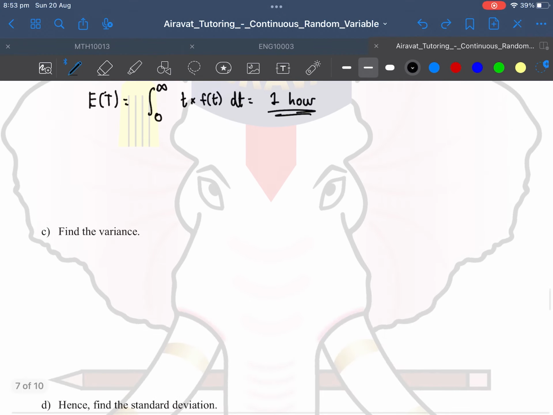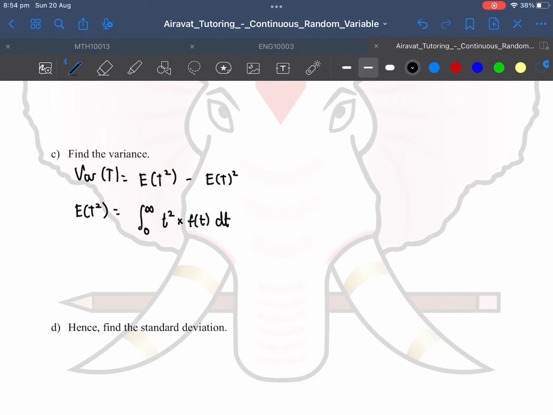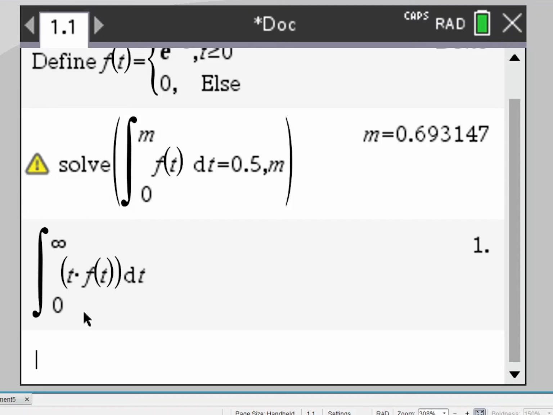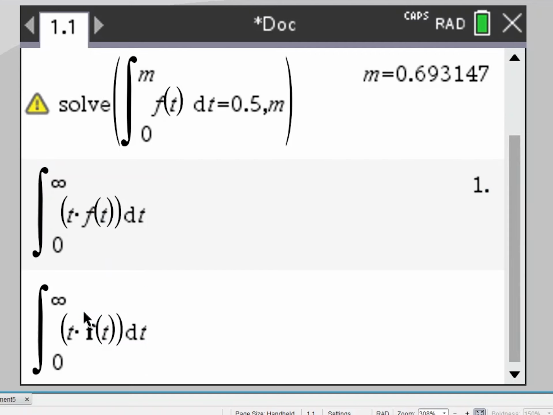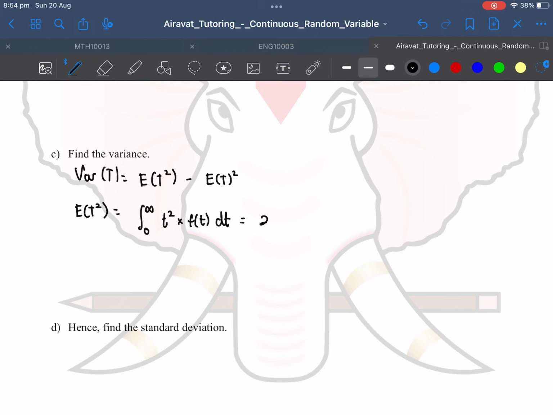Okay? Find the variance. Variance again, what's our formula? So variance is equal to e of t squared minus mean squared. So e of t squared is going to be the integral from 0 to infinity of t squared times f of t dt. Now if you were to evaluate this on CAS, let's do it. Now for variance, we already have the mean, so now we have to find e of t squared, so we just have to replace this by t squared. Press Ctrl Enter, and there you go. So this will give you 2.